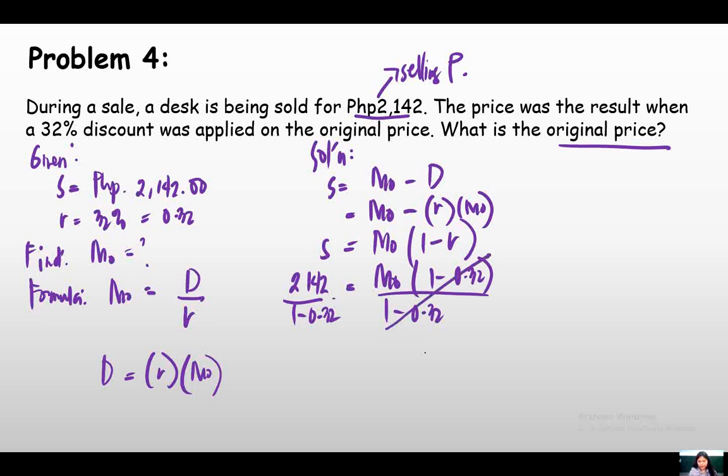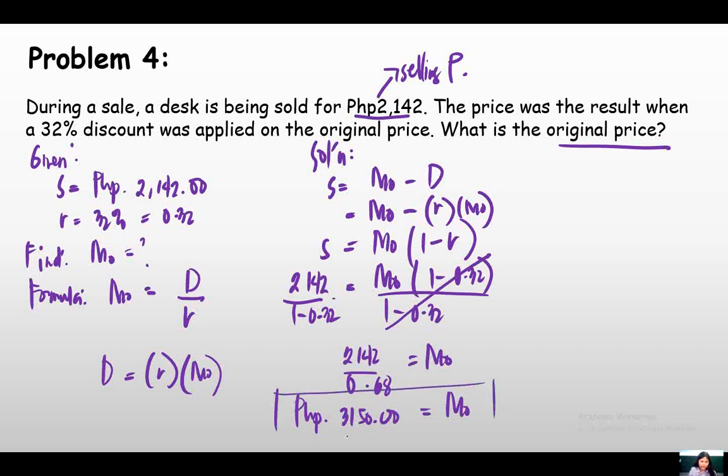So here they cancel, so we have M sub O equals 2,142 over 1 minus 0.32, which is 0.68. So if we are going to get the quotient of this, we have 3,150 pesos. So this is the cost price of the desk. Okay, so how much is the discount?